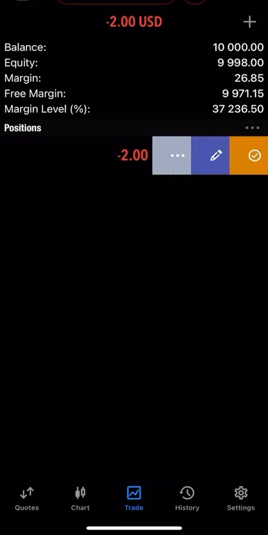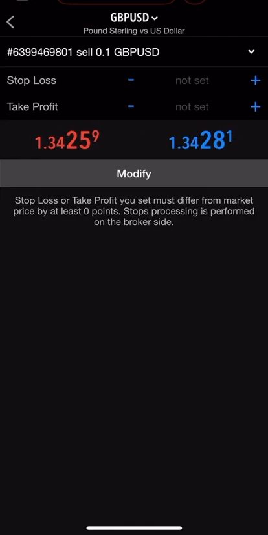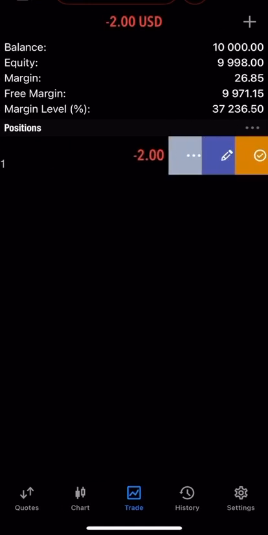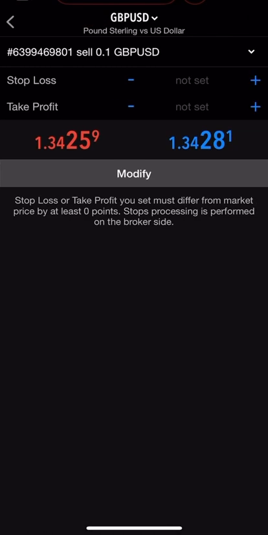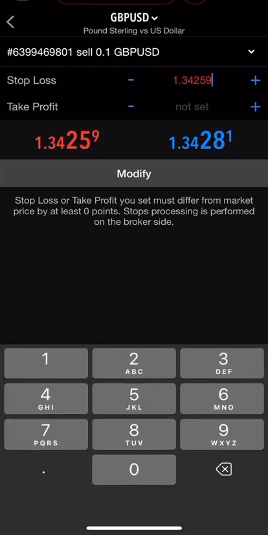Once I set my stop loss, now you see what happened. Let me show you guys how to set stop loss. You just click on the trade, swipe to your right side, then you click on this edit to modify the trade.